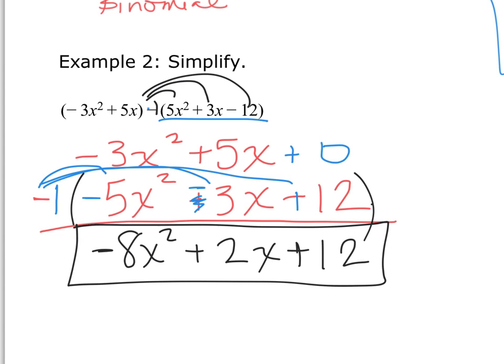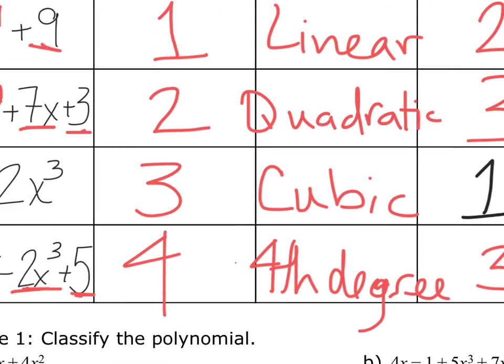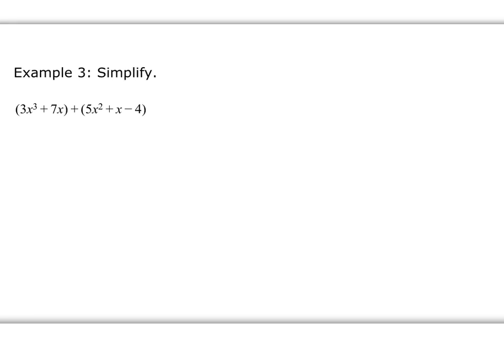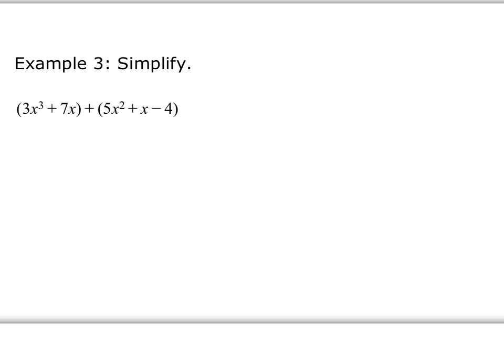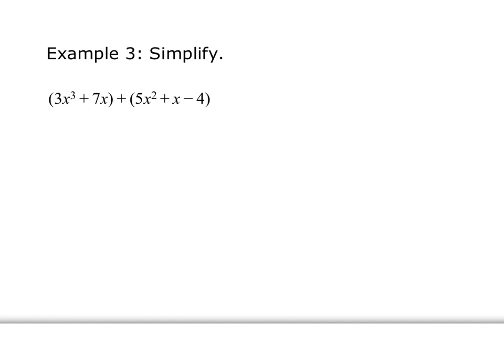All right, let's try one more. So example 3 says simplify. I have 3x cubed plus 7x plus 5x squared plus x minus 4.